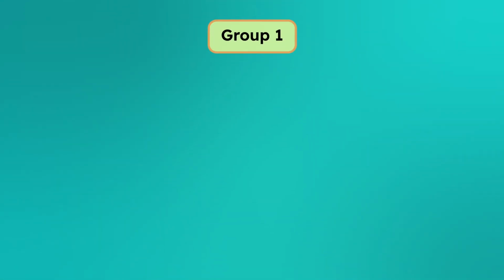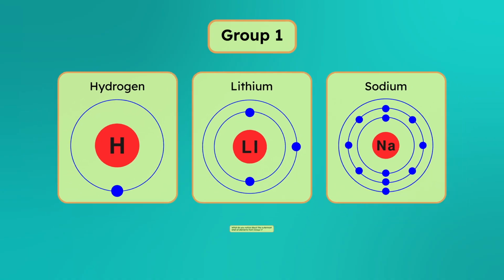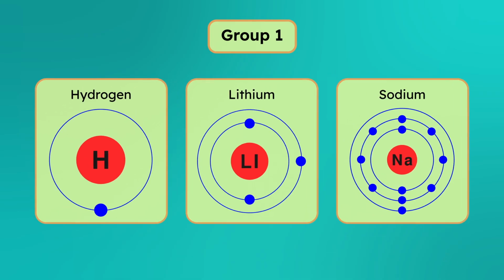Look at these elements from group 1: hydrogen, lithium, and sodium. What do you notice about their outermost shell? Pause the video and jot down your thoughts. We can see that each of these elements has 1 valence electron.